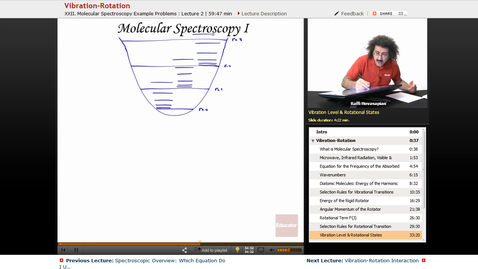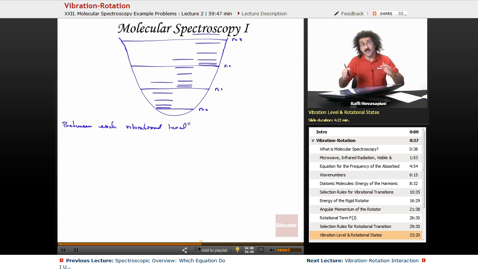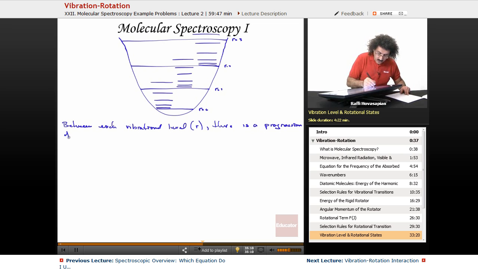The spacing of the rotational levels is not the same, the energies. So between each vibrational level, or for each vibrational level, which is the vibrational quantum number R, there is a progression of rotational states.